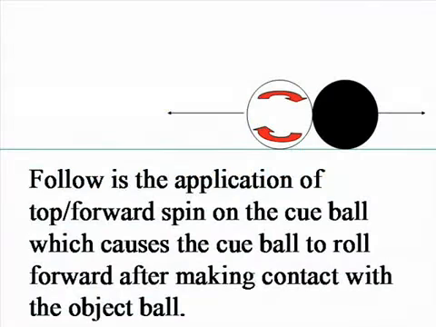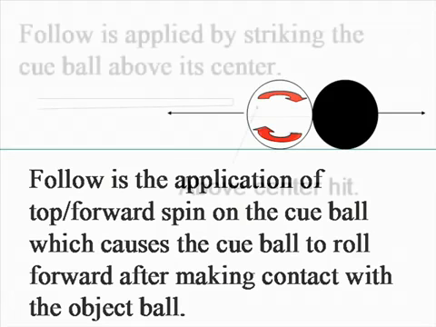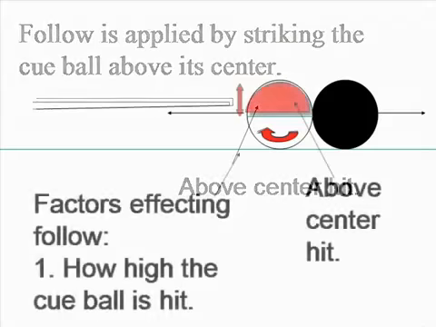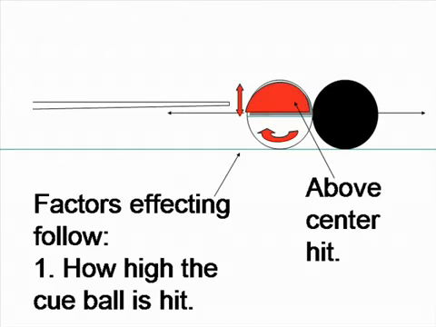Follow is the application of top or forward spin on the cue ball, which causes the cue ball to roll forward after making contact with the object ball. Follow is applied by striking the cue ball above its center. There are three principal factors that affect follow action.